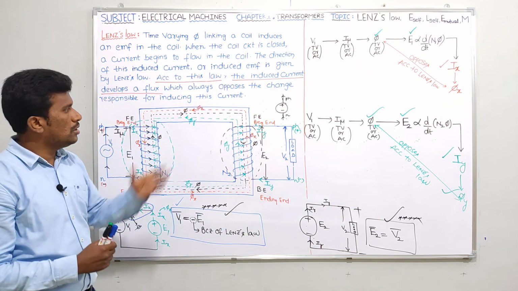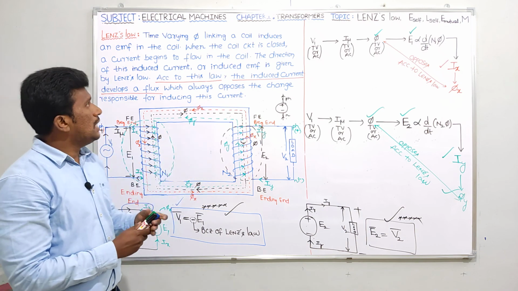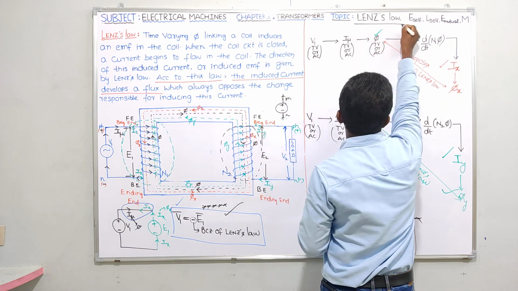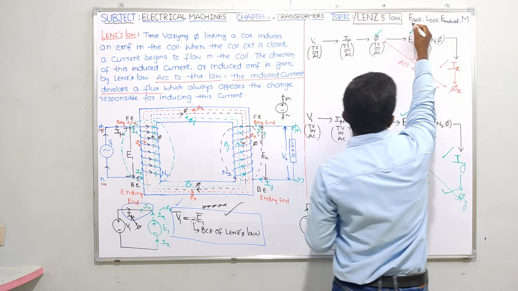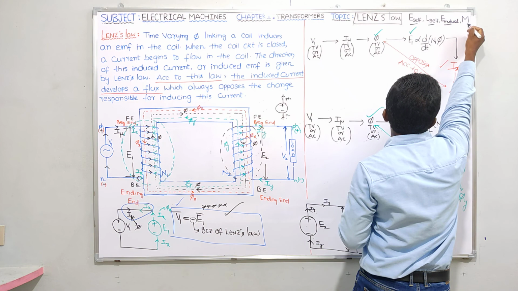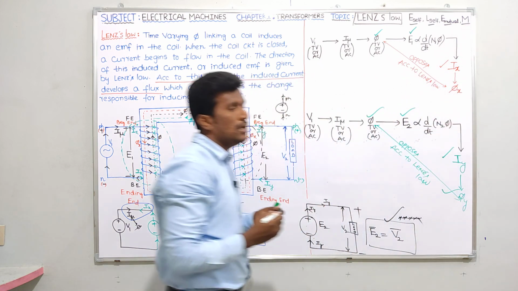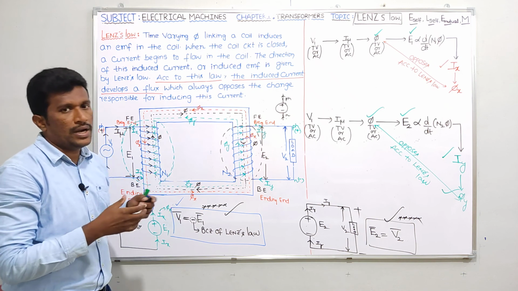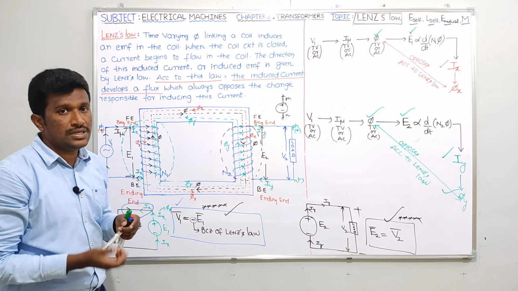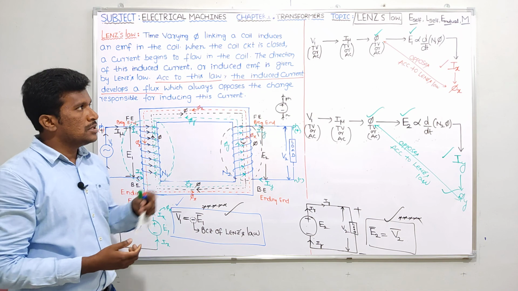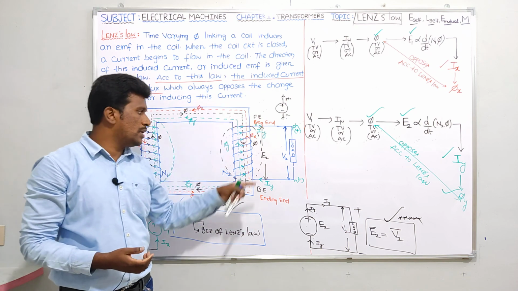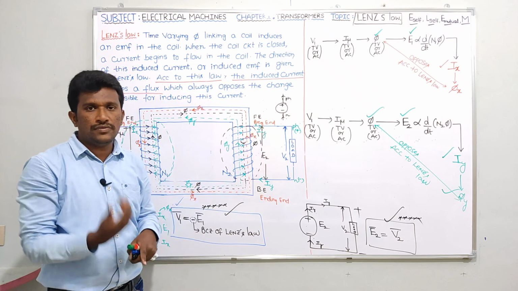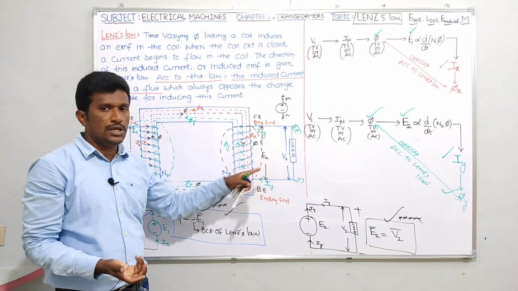Now please note down all those things. In this video we discussed Lenz's law. And what about E self, L self, E mutual, M? E self means self-induced EMF. The other name for E self is primary winding EMF, so it can be represented with E self or E1. And what about E mutual? Secondary EMF. The secondary EMF can be represented with E mutual or simply E2.